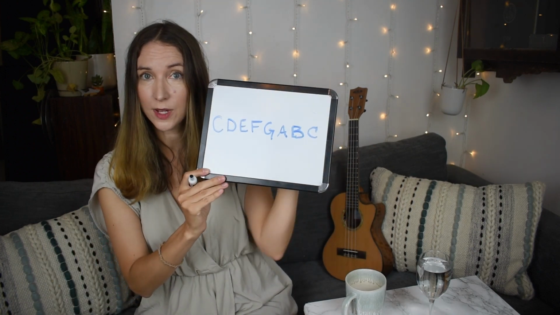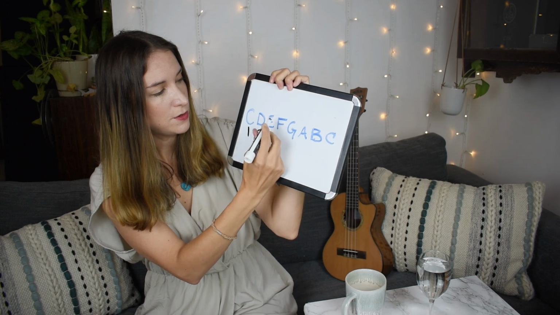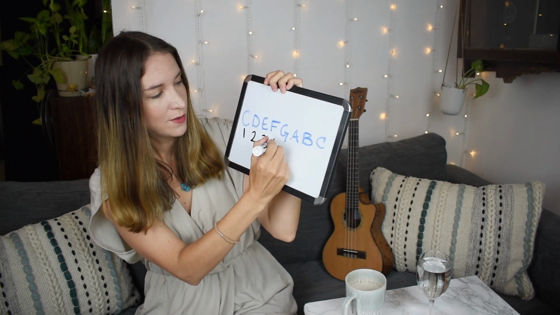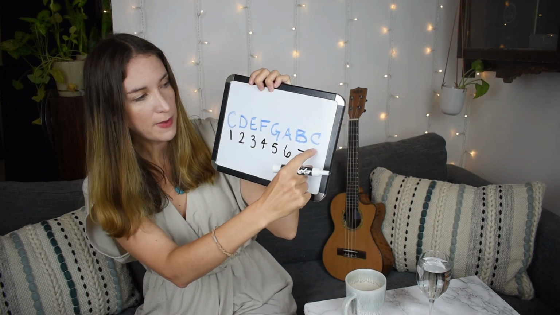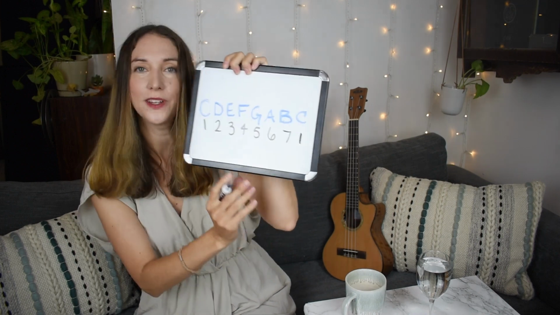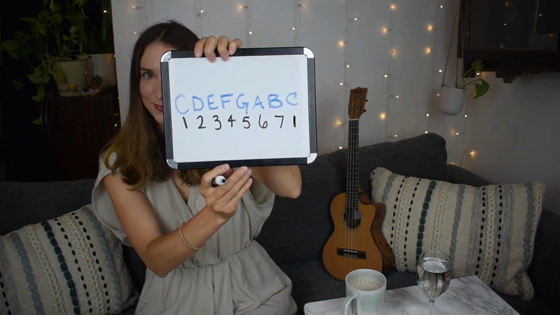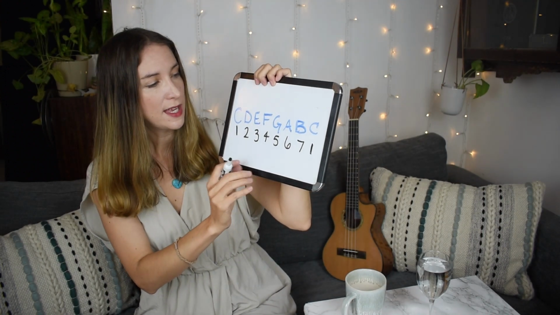So step one, we're gonna give these numbers. 1, 2, 3, 4, 5, 6, 7, and then we're back to C, which we're gonna call 1 again. Could also be 8, but we're gonna call it 1. Now there are a couple different ways we can take a look at this.